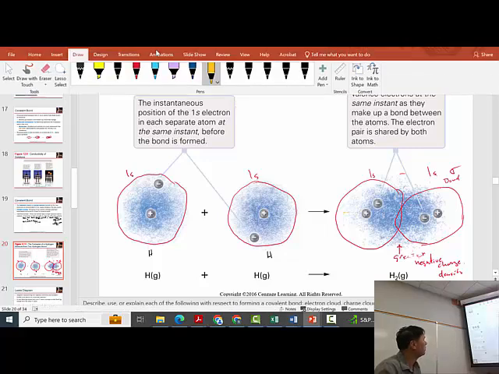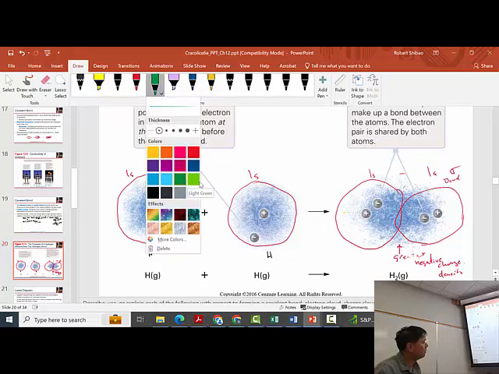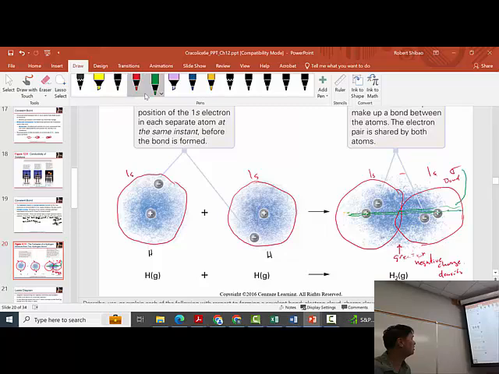Here, let me go with green. If I draw an axis between the two nuclei, and the overlap occurs along this axis, then it's a sigma. Sigma has the overlap occur along the internuclear axis. Sometimes because of the shape of the orbitals, the overlap might not occur on the internuclear axis. So for example, if I try to overlap two p orbitals, I would get a little different thing.